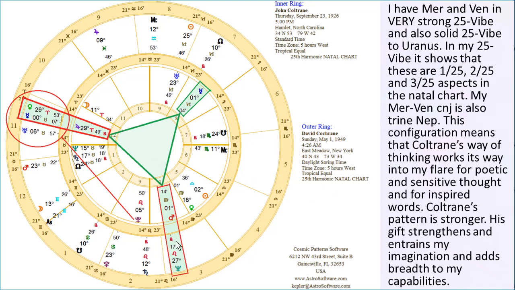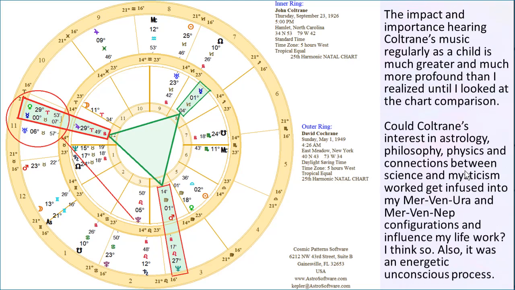I put it in green to show that my Neptune is also part of this. Not quite as strong as the Mercury-Venus, but solidly there. That's how it works, my friends. Now, this is just the beginning of this. The connections between Coltrane and me, we're going to see this is very, very intricate. The cosmic tapestry, the energetic systems are so intricate and delicate, it's amazing.